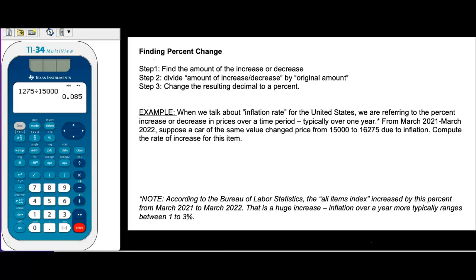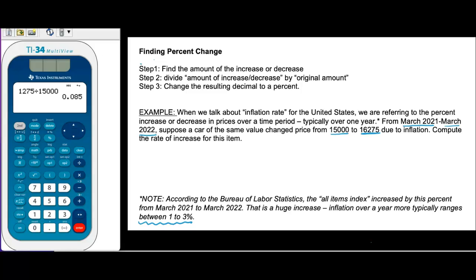So in the United States, typically inflation is between 1 and 3%. So that percentage describes how much the average good is going to increase from one year to the next. We're going to look at a period of time from March 2021 to March 2022 where the inflation rate was really high. And so we're going to look at a car that was originally $15,000 in March 2021, and it increased to $16,275 due to inflation.